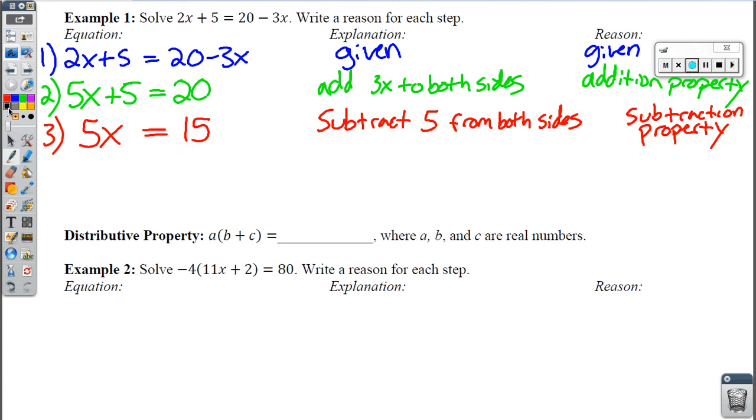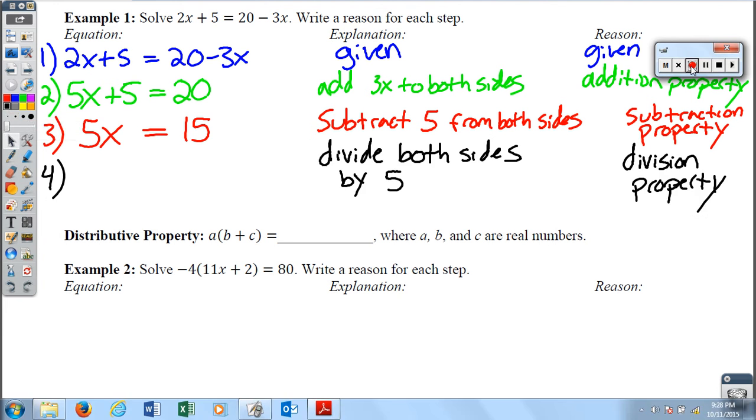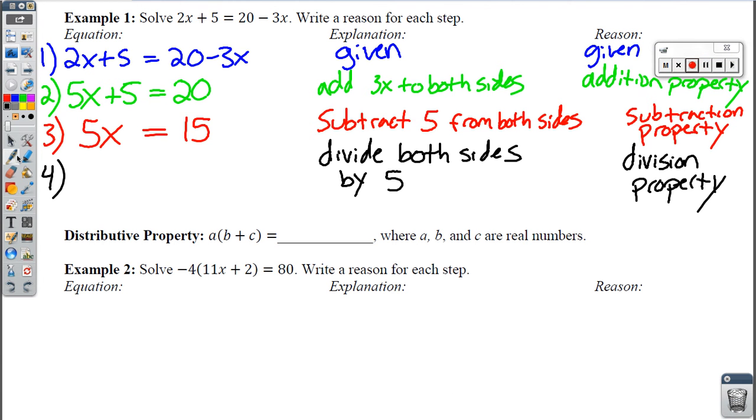The next thing I want to do is to get that x by itself, divide both sides by 5. And I can divide both sides by 5 because of the division property. So when I divide both sides by 5, I get x equals 3.